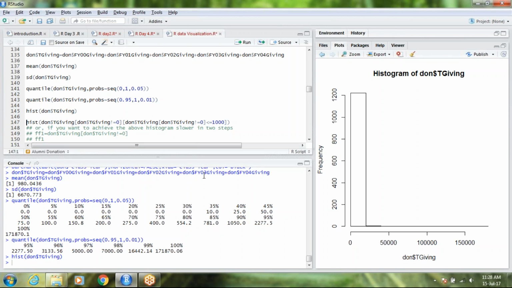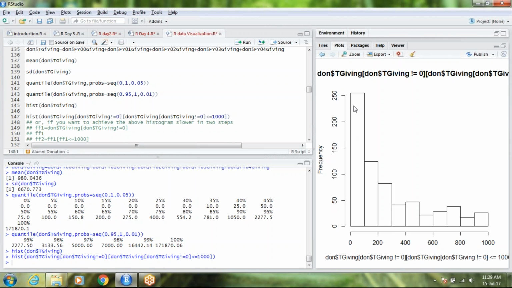So let us subset our data and then try to understand how it goes. What I'm doing here is subsetting my data so that my total giving should not be null or zero, and also it should be less than 1,000, because most of my distribution is within 1,000. For that reason, let's check only this distribution and understand what has been the trend.